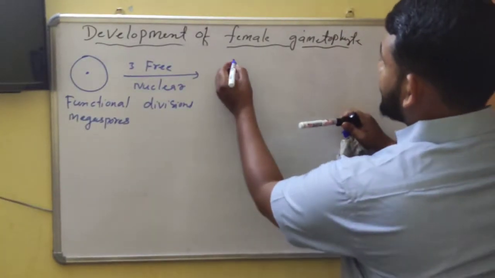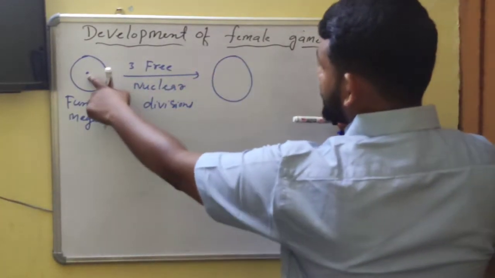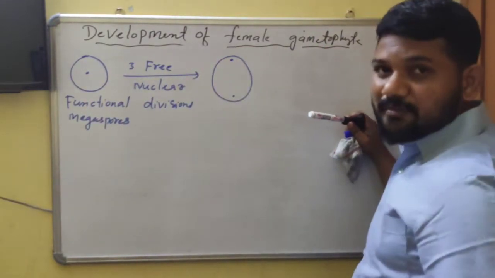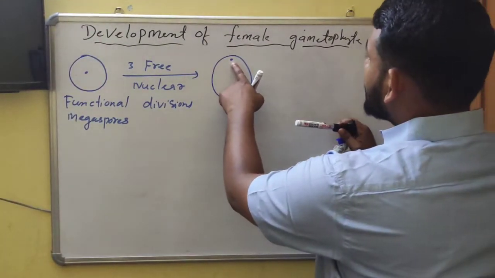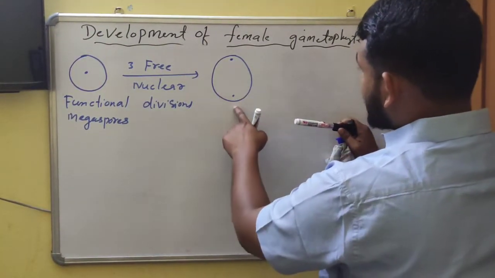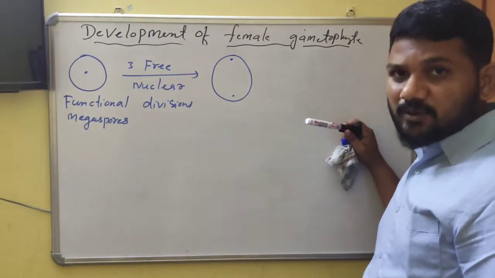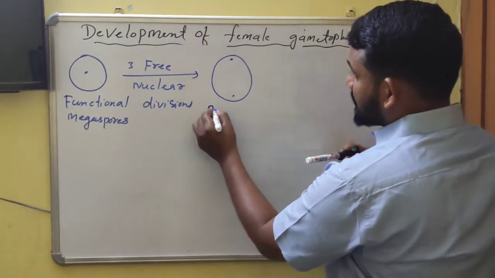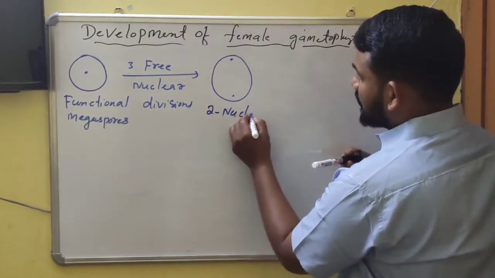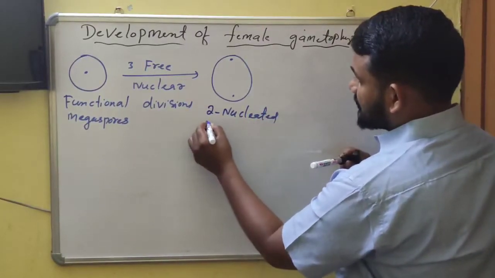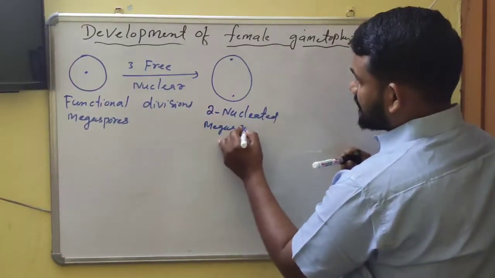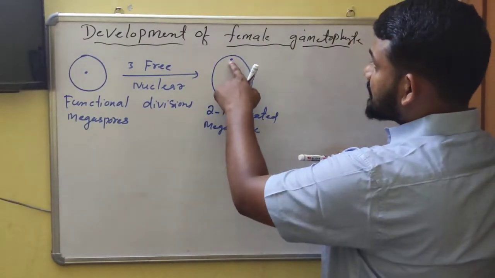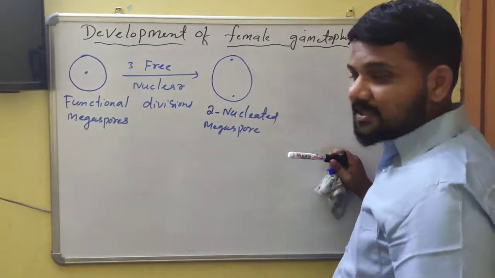By the first division, the nucleus of megaspore divides to form 2 nucleus, and this is primary chalazal nucleus, and this is primary micropylar nucleus. But this megaspore has how many nucleus? Only 2 nucleus. So this is called 2 nucleated megaspore. One nucleus is on the chalazal side and one nucleus is on the micropylar side.